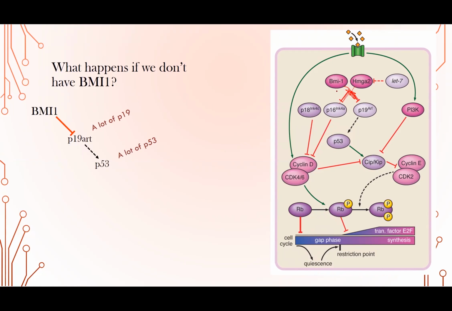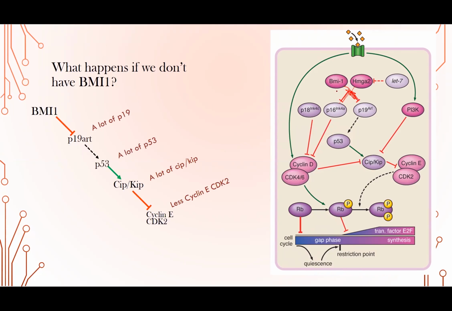Okay, so let's come back to this. We have a lot of P19, which acts on P53, so then we have a lot of P53. And then P53 activates KIP. So if we have a lot of P53, we're going to have a lot of KIP. And then KIP inhibits cyclin E. So if we have a lot of KIP, it's going to inhibit cyclin E a lot. So then we would have less cyclin E and CDK2.